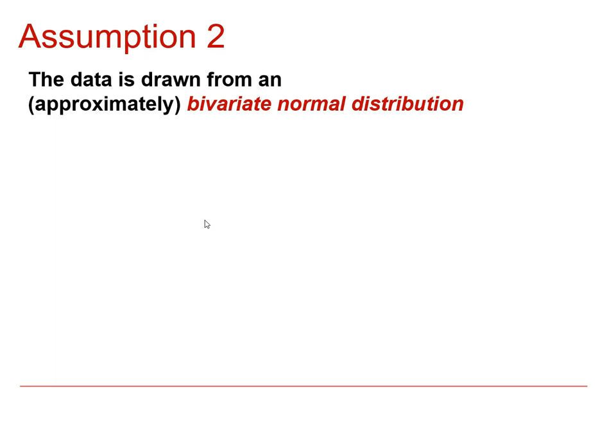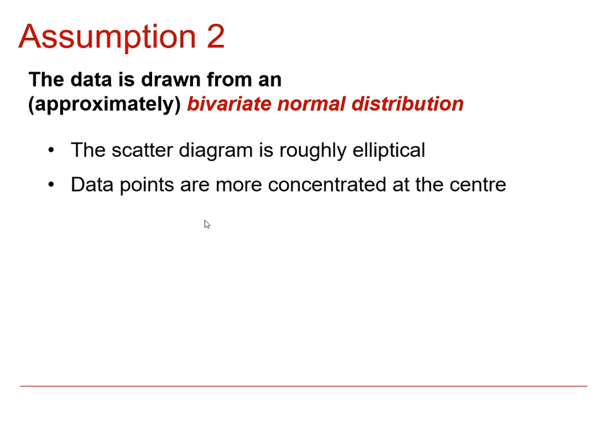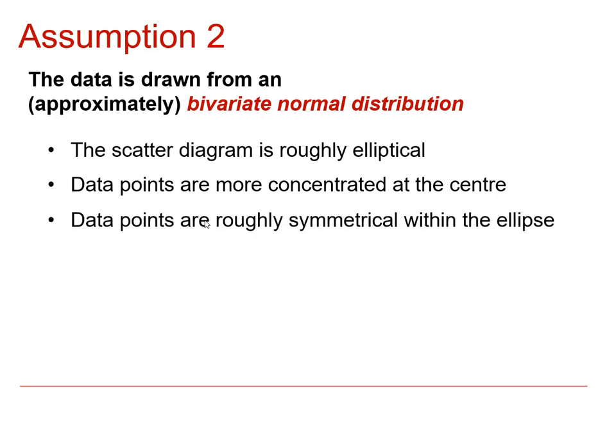The next is that it must be drawn from an approximately bivariate normal distribution. Now, the exact definition of this is not required, but it's sufficient to know that if the following hold, then it is likely to be a bivariate normal distribution. The scatter diagram is roughly elliptical, with data points more concentrated at the centre, just like in a normal distribution where the data points are more concentrated at the centre near the mean. Data points are roughly symmetrical within the ellipse, and neither variable is bimodal or skewed.